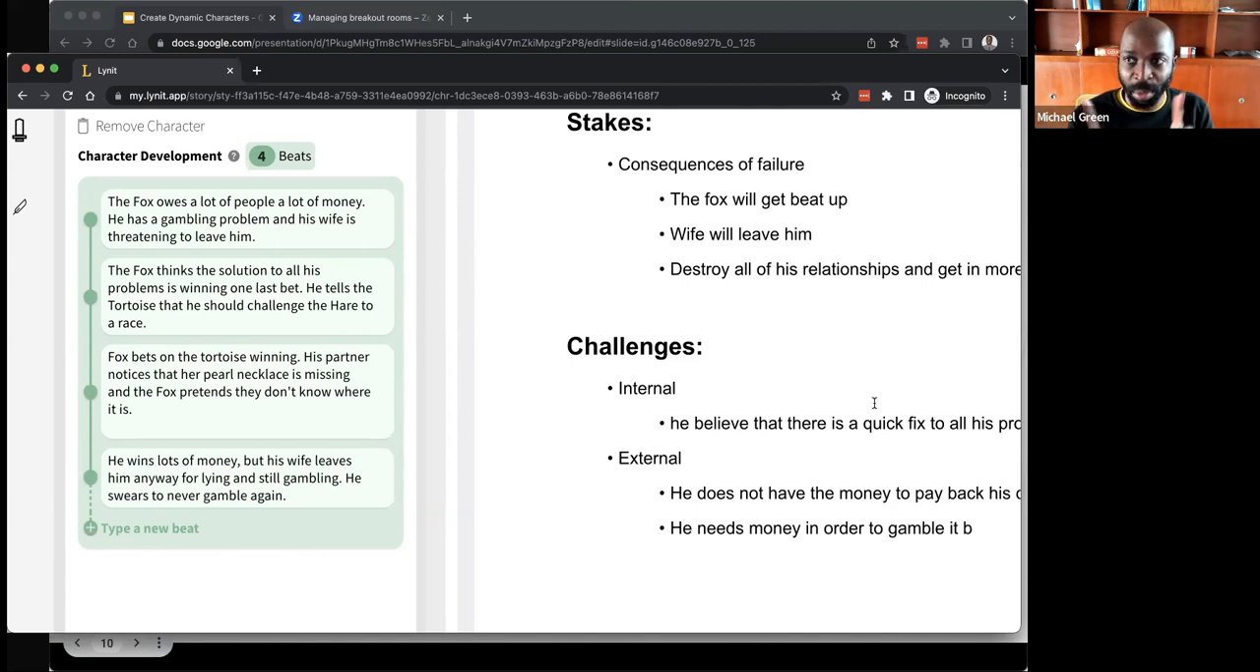Now, the more tricky one is for the none. How could we change this so that it's a none, right? Versus a flat.